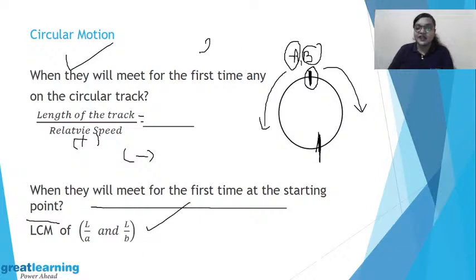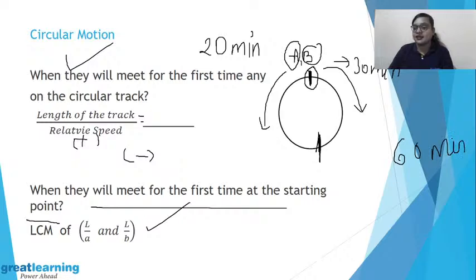So for example, if A takes 20 minutes to complete the entire circular round and B takes 30 minutes to complete the entire round, then the LCM of 20 and 30 is 60. So only after 60 minutes will they meet at the starting point again, right? These kinds of questions are very common. Are you people clear with this?